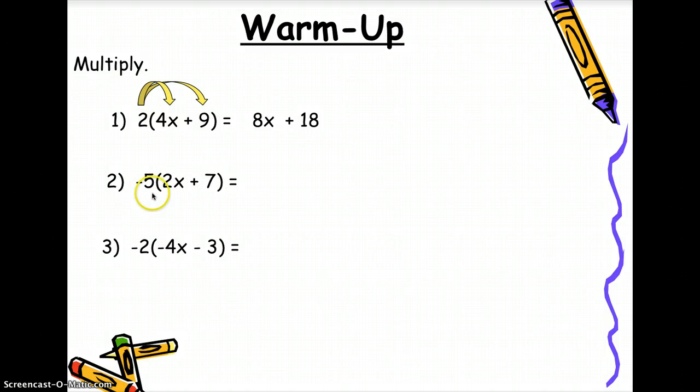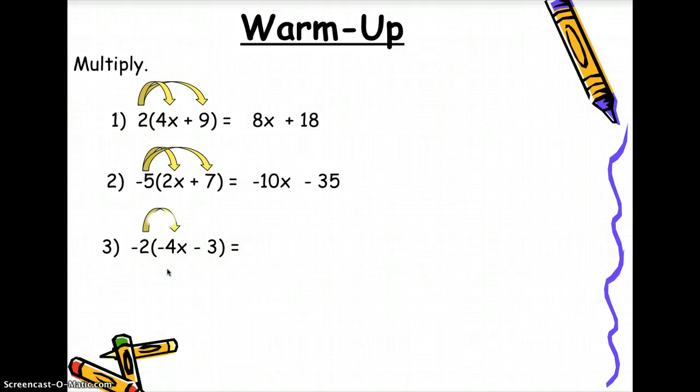We're going to multiply negative 5 to each term inside the bracket. Negative 5 times 2x will give us negative 10x. And negative 5 times positive 7, we have different symbols so our product will be negative, so that's negative 35. For the last example, we have negative 2 times the quantity of negative 4x minus 3.